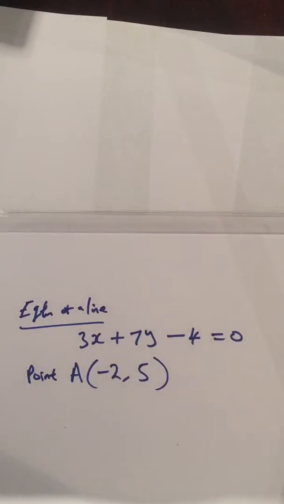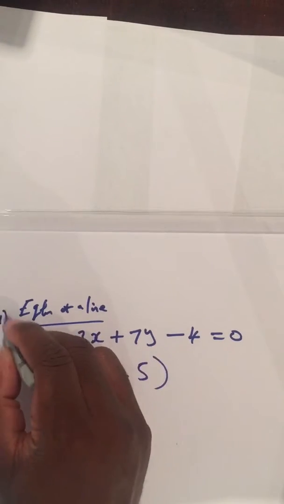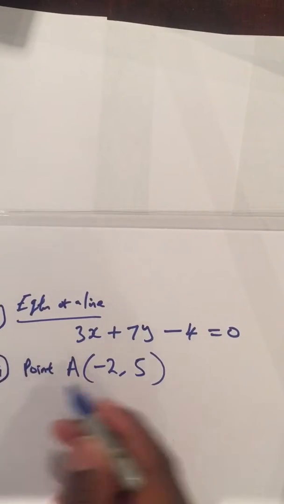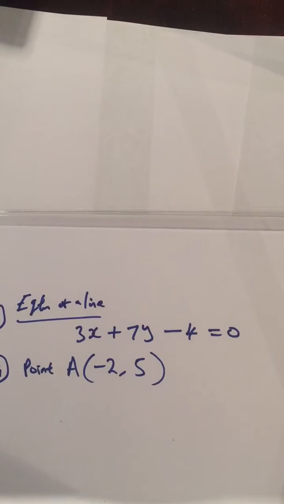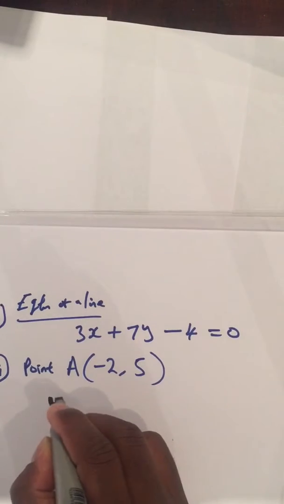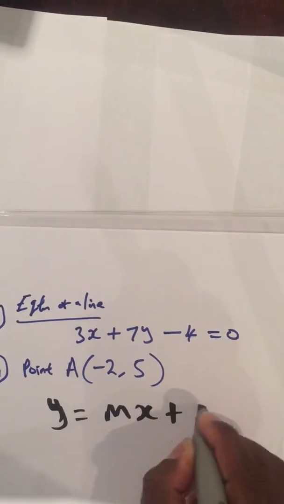Now, if you are told to find the gradient of this line, so you've been given two things, the equation of a line and a point on the graph sheet, minus 2, 5. And you're told to find the gradient of this line, what would you do? So many people struggle the moment you write the equation of a straight line like this. But they wouldn't have struggled if the equation was written like this: y equals mx plus c.